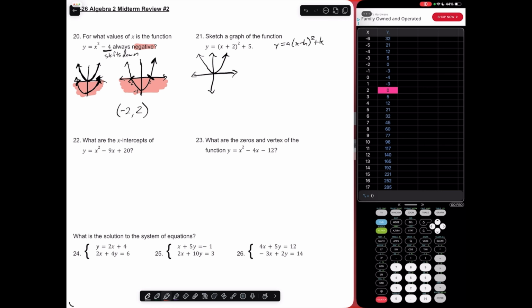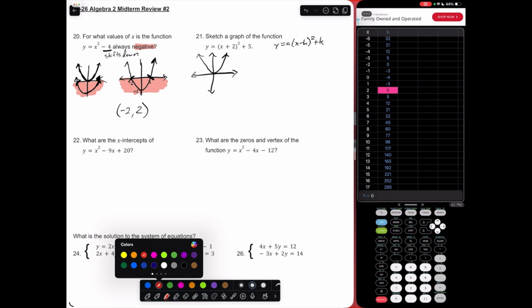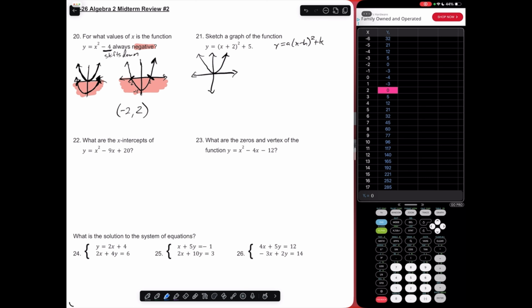The +2, this +2, and this +5 tell us the graph goes left 2 units and... I'm sorry, not right. It can't go left and right. And the +5 is up 5 units. So from here, this graph is going to go left.